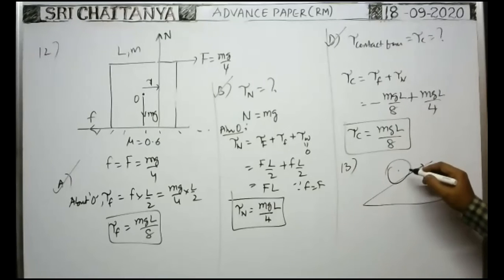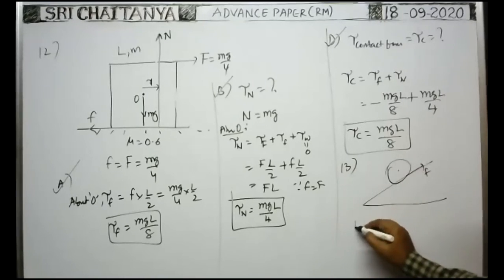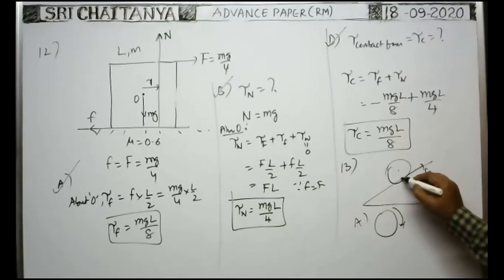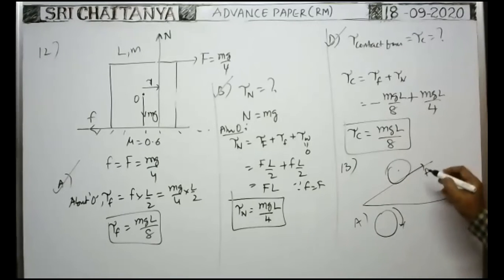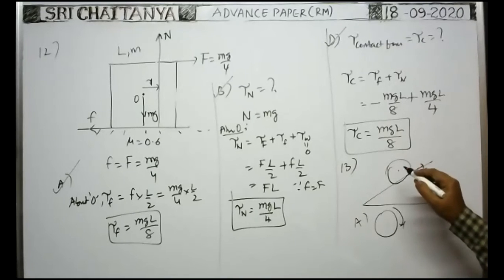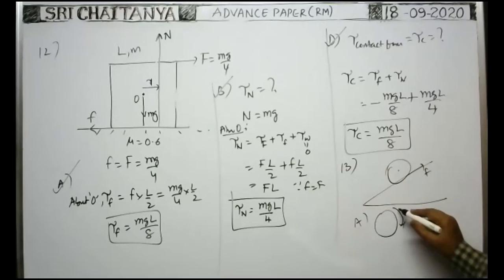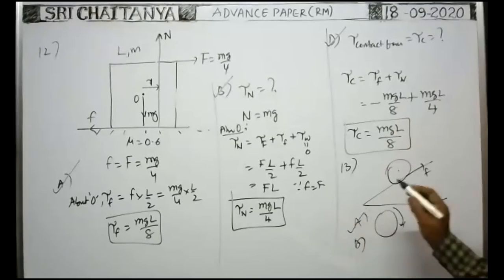Whenever the body is rolling like this, in this direction, the point of contact tries to slip in this direction. So friction acts in this direction. That's why whenever the body is rolling up, the frictional force is in the upward direction. That is correct. While it is rolling like this, frictional force is upwards. Next, B. A is correct.